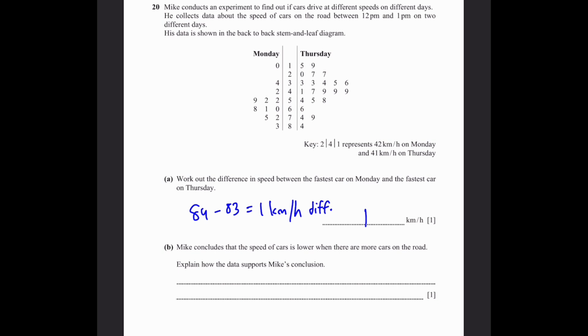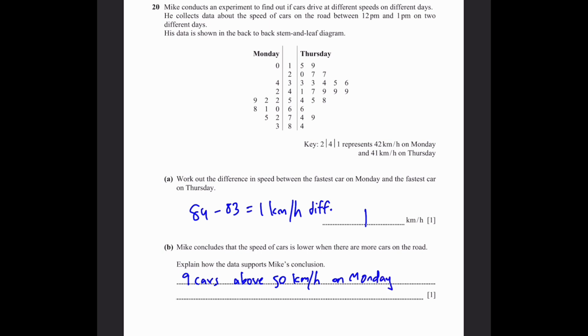B. Mike concludes that the speed of cars is lower when there are more cars on the road. Explain how the data supports Mike's conclusion. Over here, we have Monday, and there are much less cars on the road. Right here, there are 1, 2, 3, 4, 5, 6, 7, 8, 9, 10, 11, 12 cars on the road. And over there, we have most of the cars above 50 kilometers per hour. That's 9 cars. So there are 9 cars above 50 kilometers per hour on Monday.